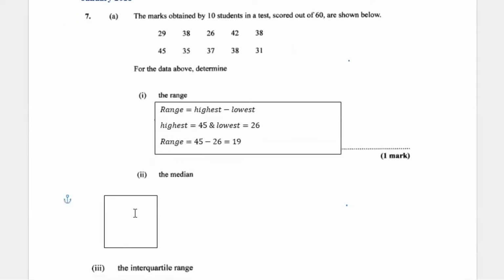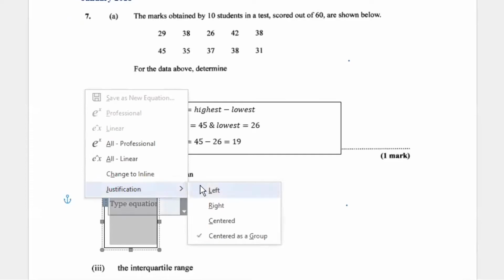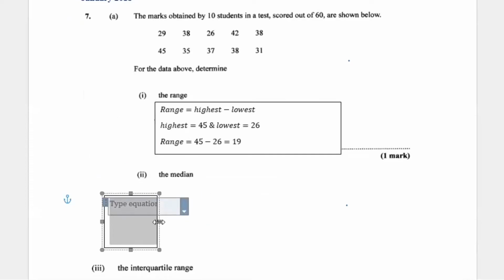Part 2 of the question now says we should determine the median. In order to determine the median, what we know is that our data must be in some form of order, usually either an ascending order or descending order. So what I'm going to do is to arrange it in ascending order. I'm going to arrange our data set in an ascending order fashion.